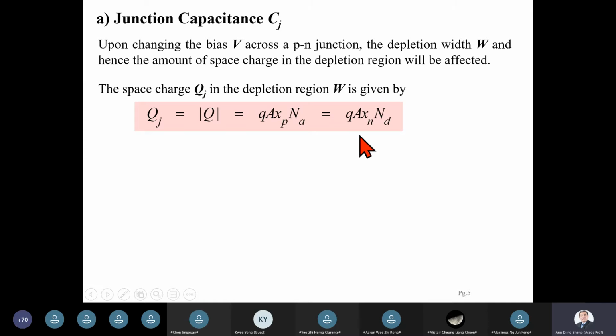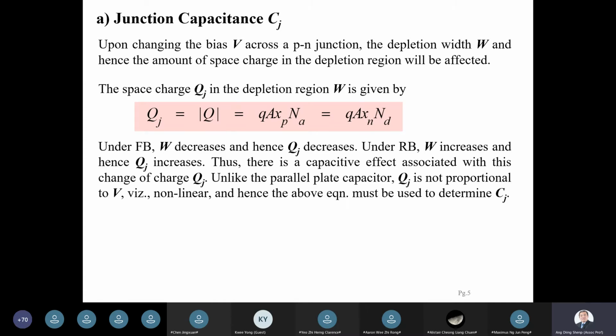Now Xp and Xn can in turn be related to the doping concentration and the voltage applied. We'll come to that shortly. So under forward bias, W decreases and Qj decreases, whereas the opposite happens under reverse bias. As a result of the change in the space charge stored at the junction in response to a change in the voltage applied across the PN junction, there is a capacitive effect. And this capacitive effect, people call it the junction capacitive effect or the junction capacitance.